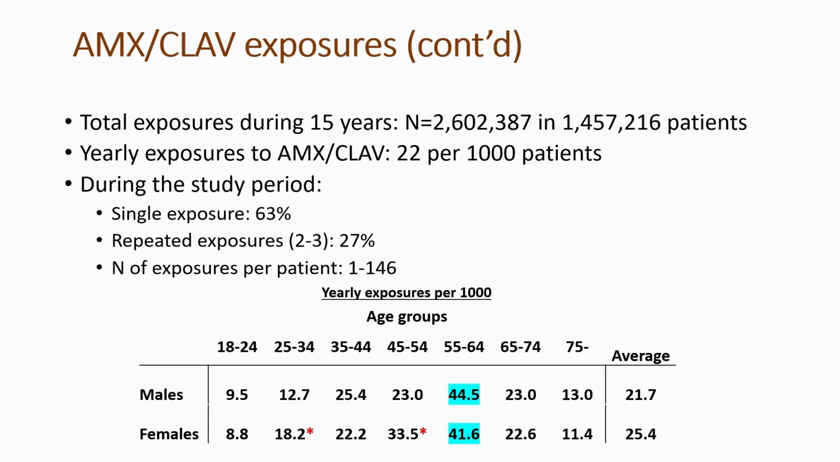Exposures per patient ranged from 1 to 146 exposures. The number of yearly exposures differed by age and sex. Age group 55 to 64 was associated with the highest exposures, regardless of sex, twice the average exposures. Overall, women had slightly higher exposures compared to men only among younger subjects.